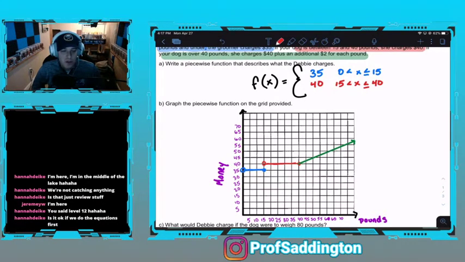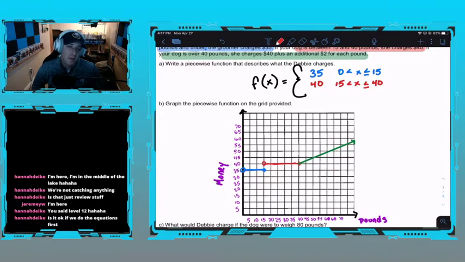Yeah, Hannah, if you prefer doing the equations first, you can. I know some people like seeing the picture before they do the equations, but either way, it doesn't matter.